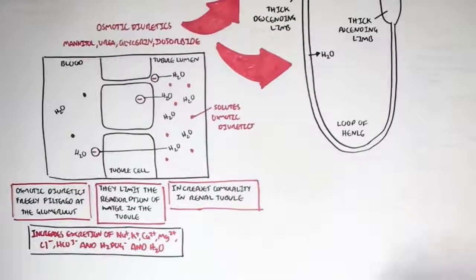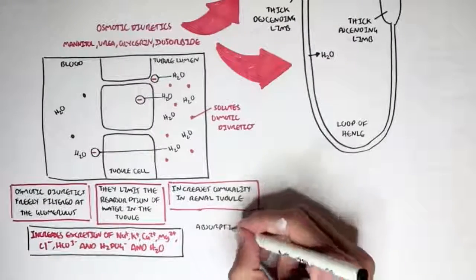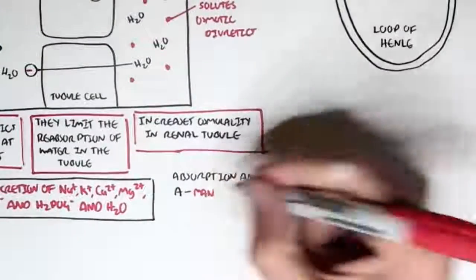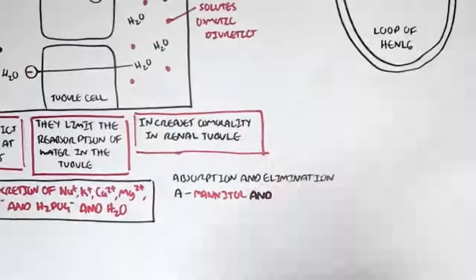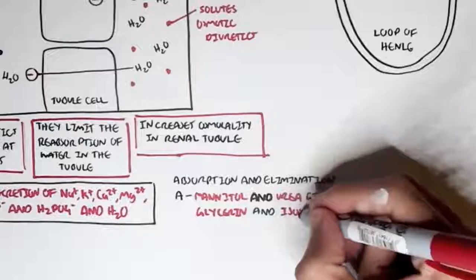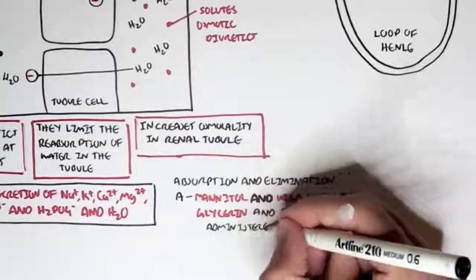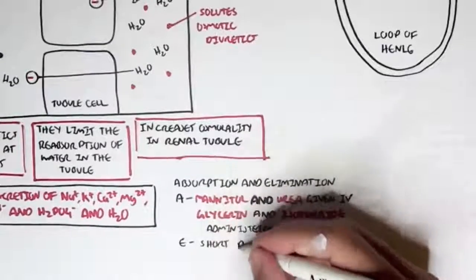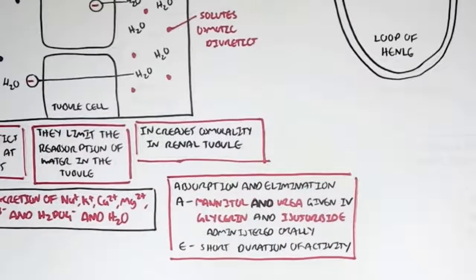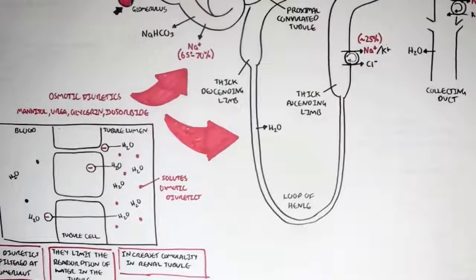As for the absorption and elimination of these osmotic diuretics, for absorption, mannitol and urea are given intravenously, while glycerin and isosorbide are administered orally. And so you'd expect that if they're given IV, that's a quick response. For elimination, they have a short duration of activity and are quickly metabolized, and they're excreted through the urine.